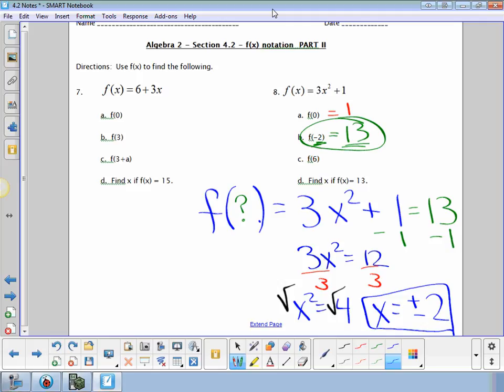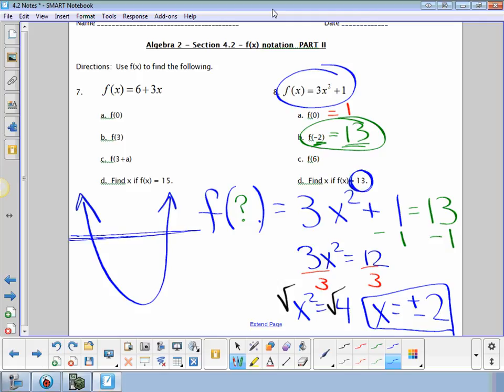If we think about it in terms of a graph, we want to know when this parabola, 3x squared plus 1, equals what y value? 13. That would be a horizontal line if you graphed it. Well, how many times does it hit? Twice. Once at positive 2, once at negative 2.